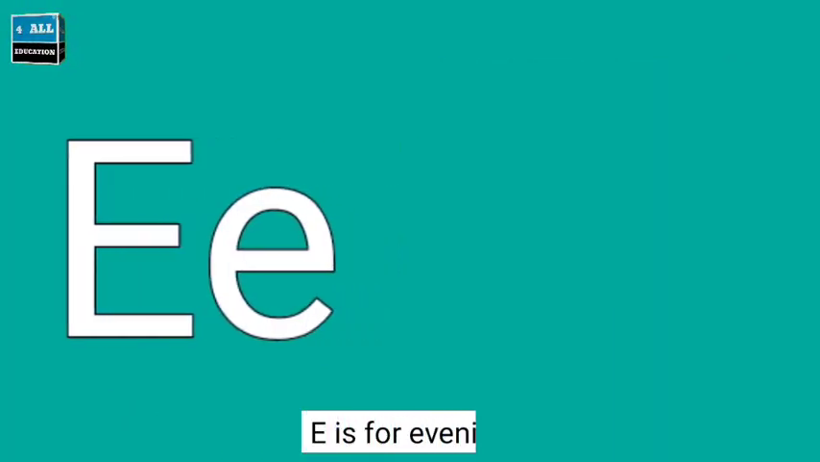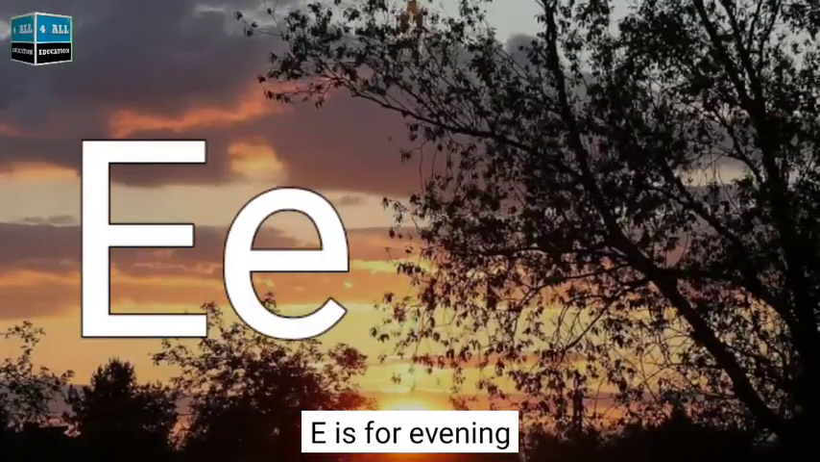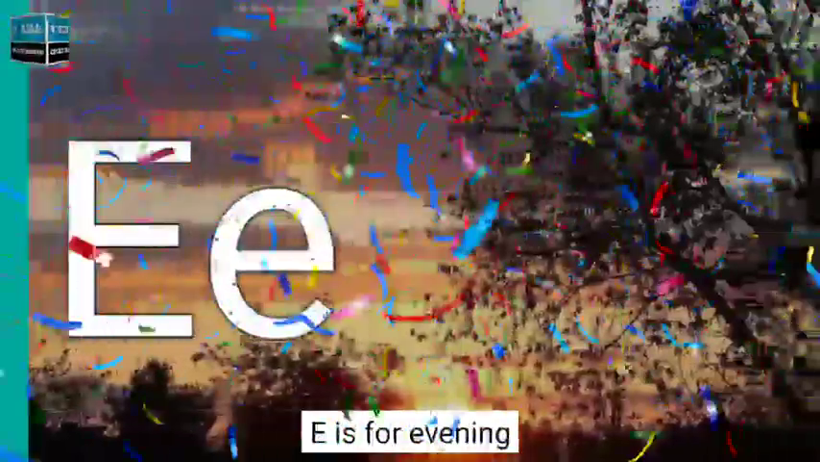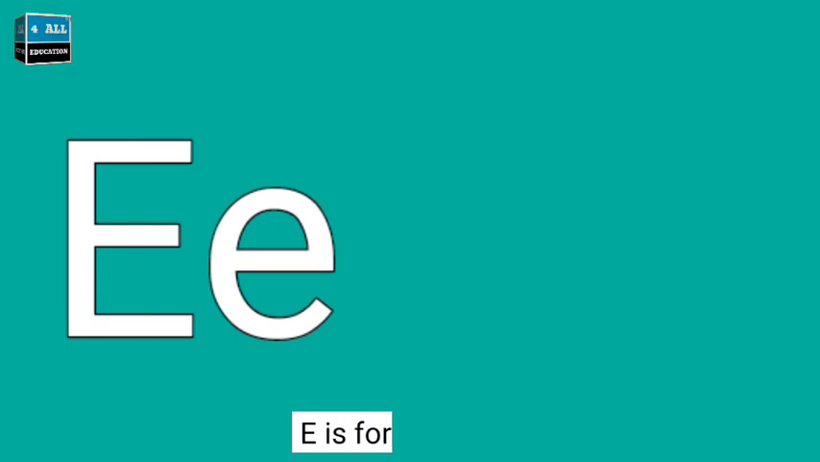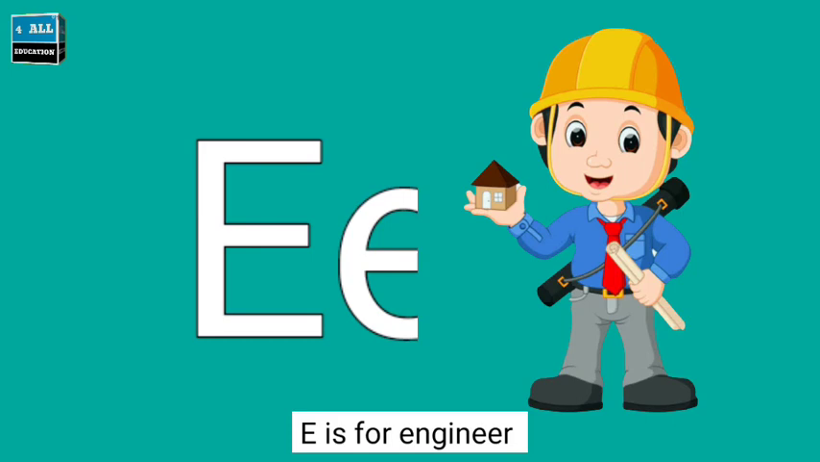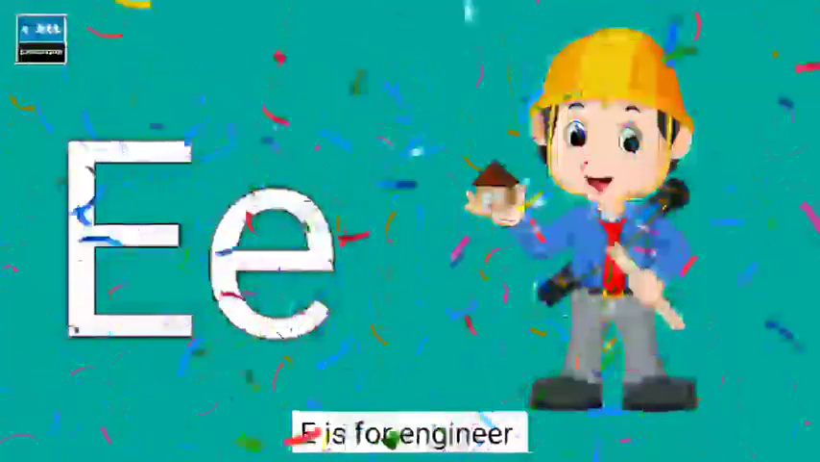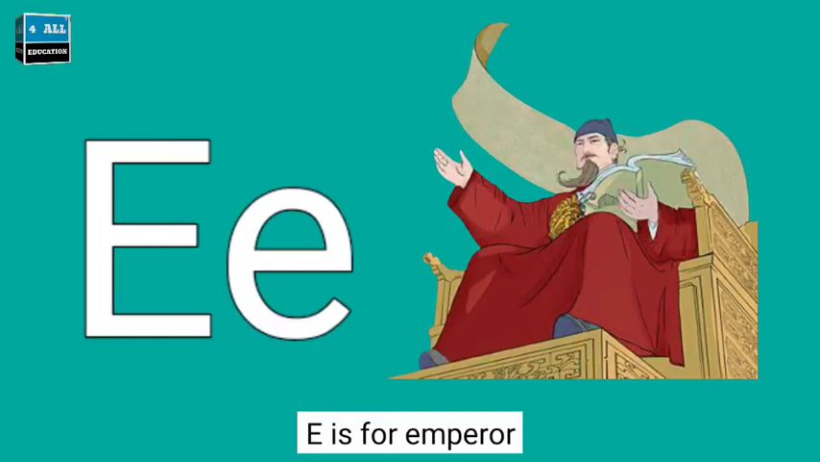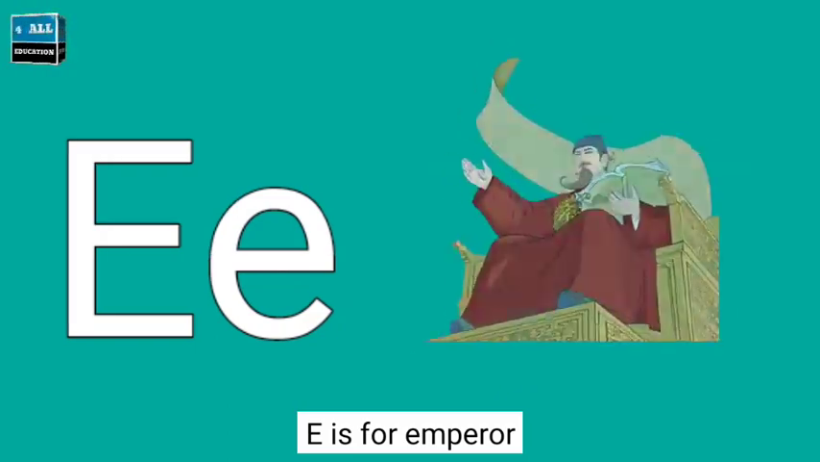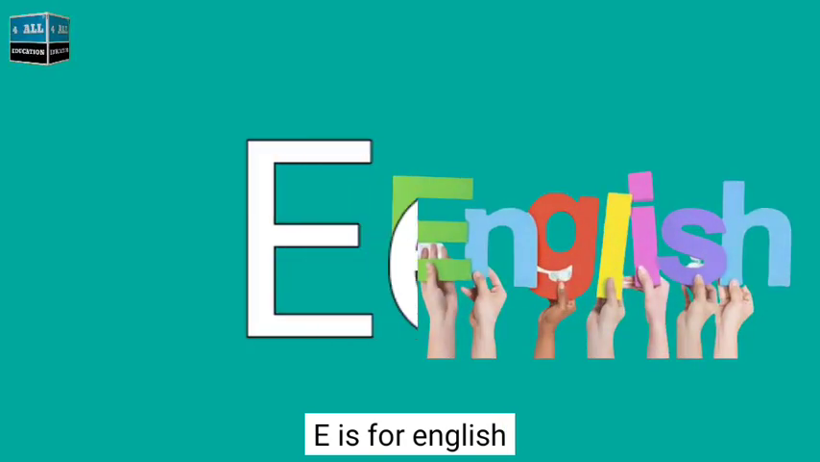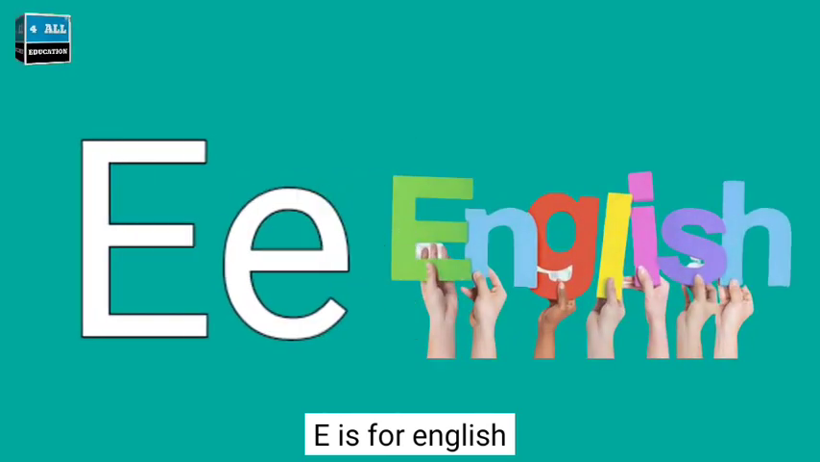E is for evening. E, evening. E is for engineer. E, engineer. E is for emperor. E, emperor. E is for English. E, English.